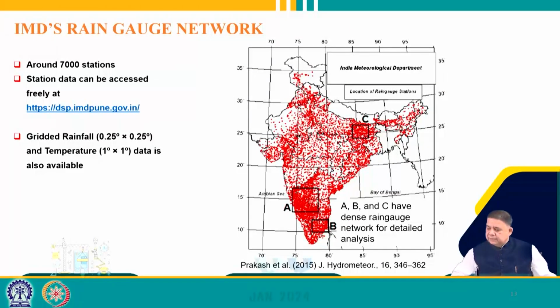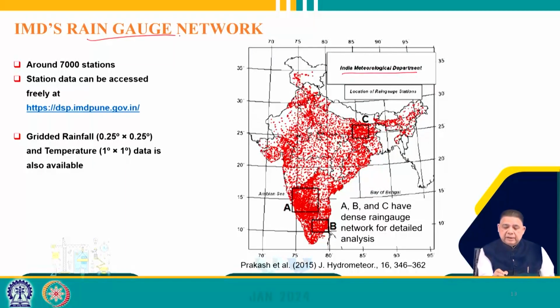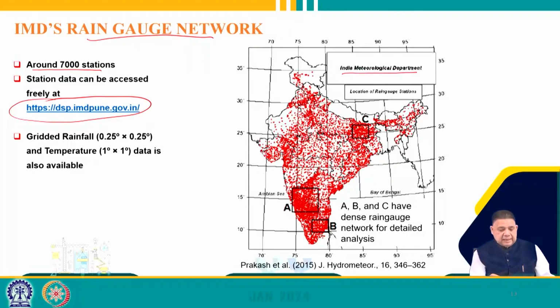Now, coming to IMD's rain gauge network. IMD, that is the India Meteorological Department, is the custodian of rain gauge records and any kind of meteorological data in our country. They maintain a rain gauge network across the country with around 7,000 stations, and the station data can be collected freely from this website. Based on this data, IMD also produces gridded rainfall data at 0.25 by 0.25 degree resolution, and temperature data, because most of these stations also have temperature records, at 1 degree by 1 degree resolution.